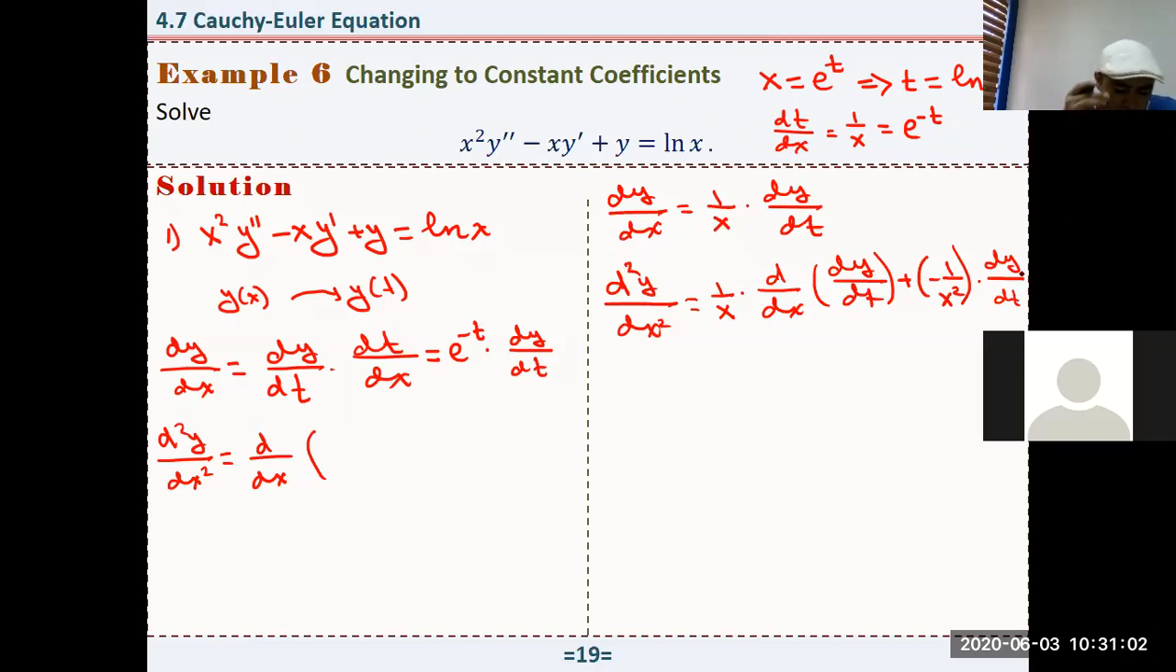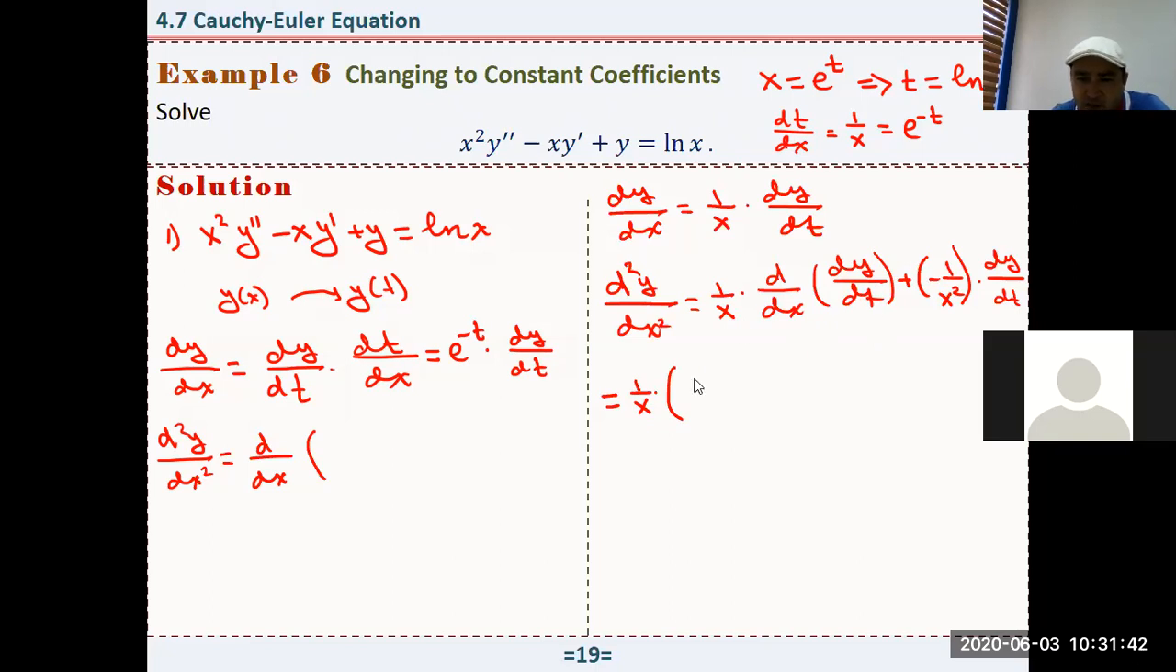Now if you just make some simplification here, we know what dy/dt is. And also if I change this into x, how can I change this one? This thing is equal to 1 over x times here. Look, if I write this dy/dt as g, differentiating with respect to x, g is a function of t. That means first I need to differentiate g with respect to t, and t with respect to x.